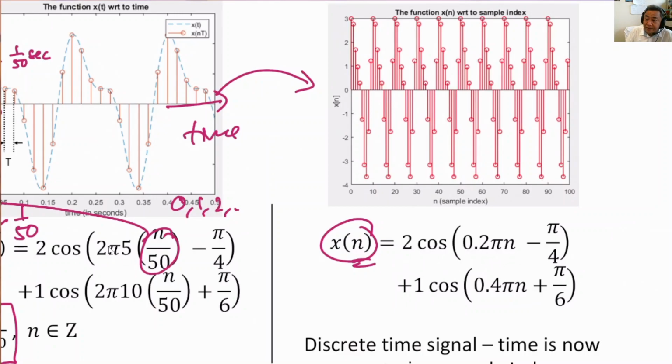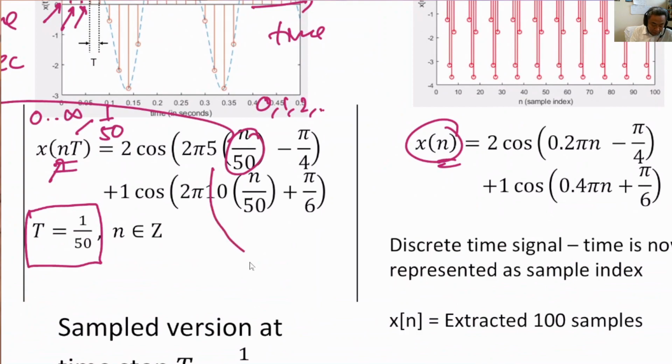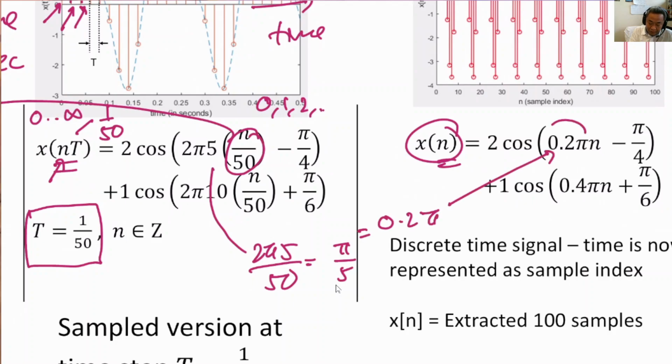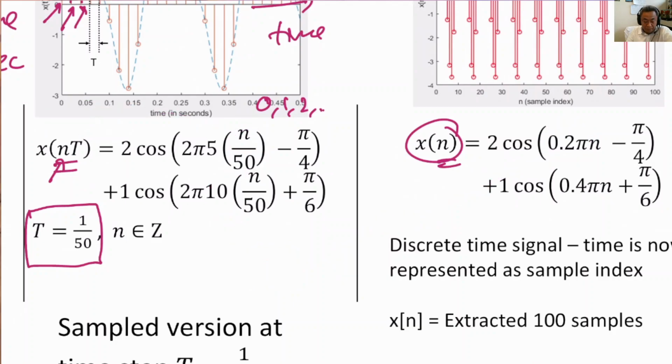By putting the 50 inside, I get 2 pi 5 divided by 50. Let's try. 2 pi 5 divided by 50 is equal to pi over 5, which is equal to 0.2 pi. So now I have subsumed 2 pi 5 over 50 into this expression here. Now I have a discrete time sequence, and this is the discrete frequency. The first line represents the first cosine, but with no more concept of time. The second line, 0.4 pi. Let's work it out.